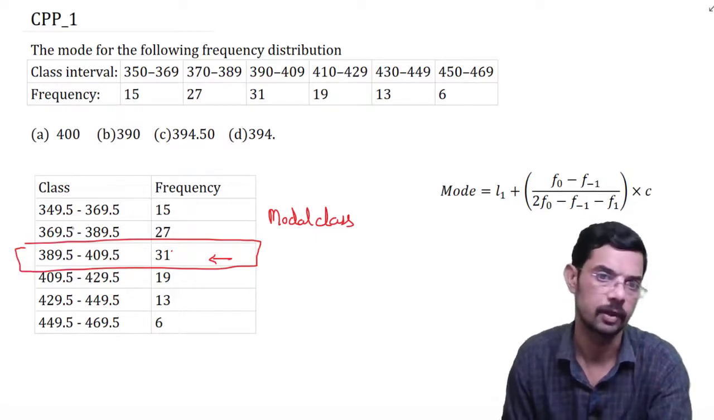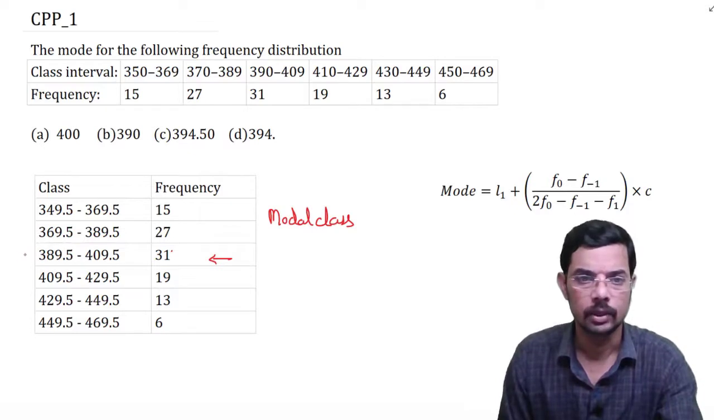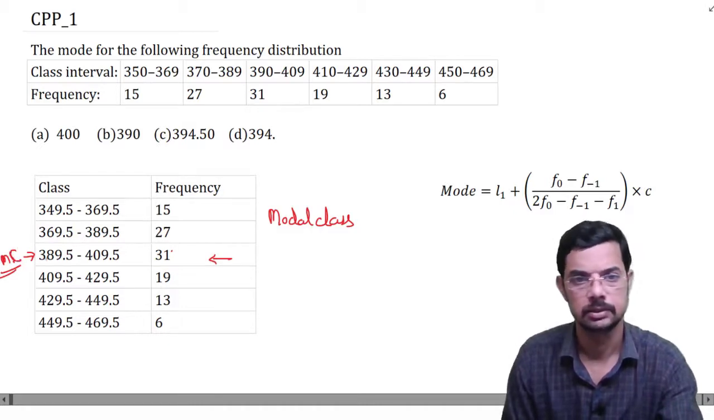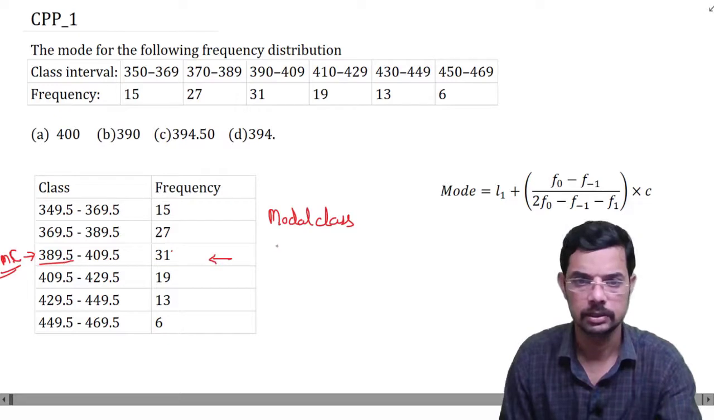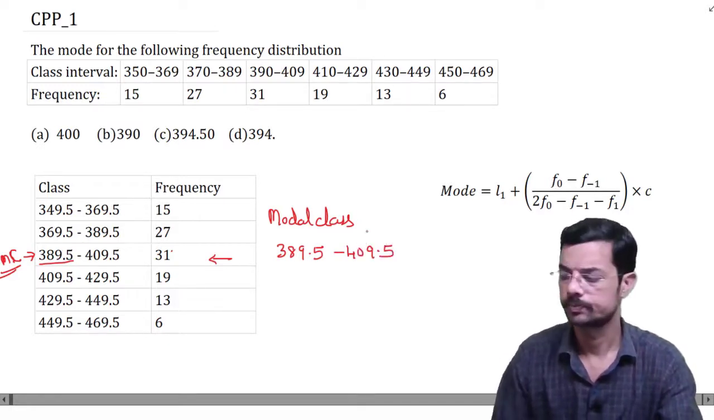First of all, okay, so this is the model class, MC or model class. Now this is the lower boundary point of the model class. The model class is 389.5 to 409.5. Clear?